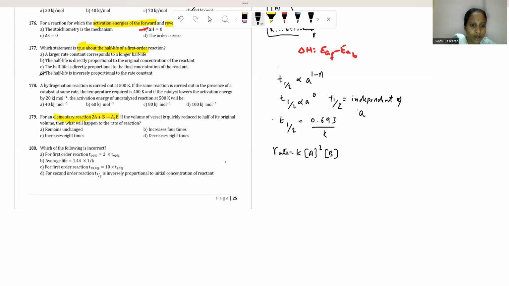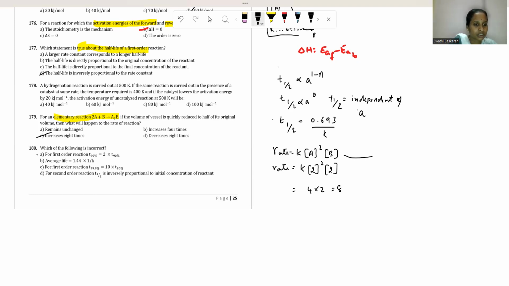Now they are saying, if the volume is quickly reduced to half of its original volume, so assuming this to be the original rate, upon reduction in the volume, what will happen? The concentration will become double. Concentration of A will become double, and B will also become double. So now it will become 4 into 2, which means 8 times the rate will increase. Because here, if you take it as 1 squared and 1, it will be only 1. Whereas by decreasing the volume of the vessel to half, the concentration is increasing, and hence the rate will also increase, by 8 times.